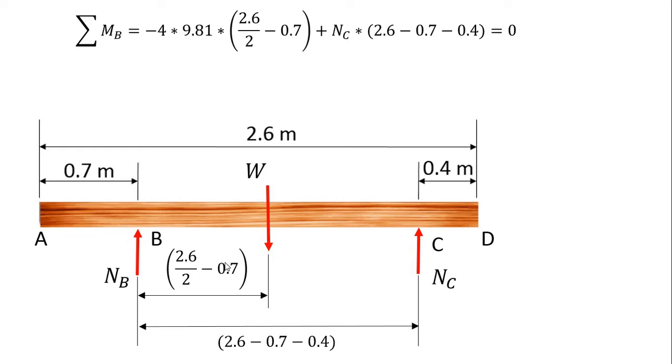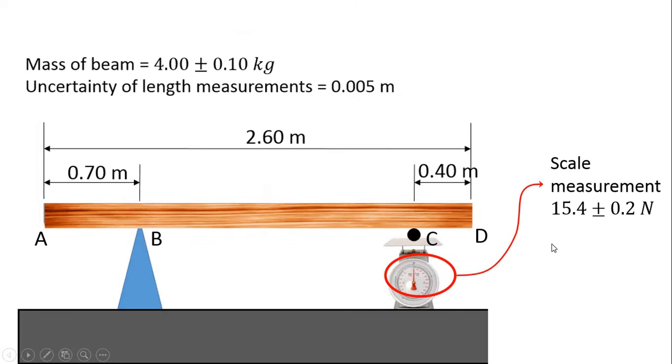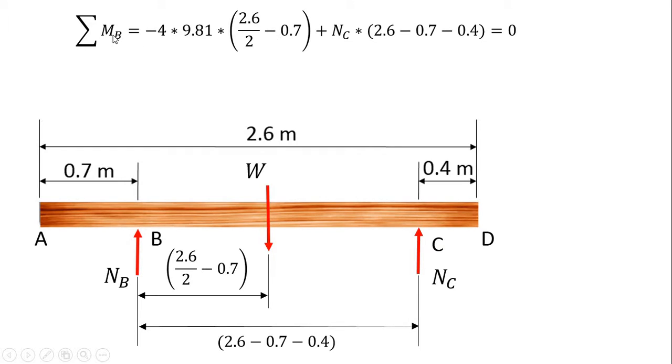Now, if I want to find NC, this is what I'm wanting to predict because that's what I measured here. So I'm wanting to predict that number. So now I'm going to do that by taking a sum of the moments about point B. So here's the sum of the moments about point B. You have the moment produced by the weight. Well, the weight is 4 times 9.81, and the perpendicular distance from the weight to the support at B is 2.6 divided by 2 minus 0.7.